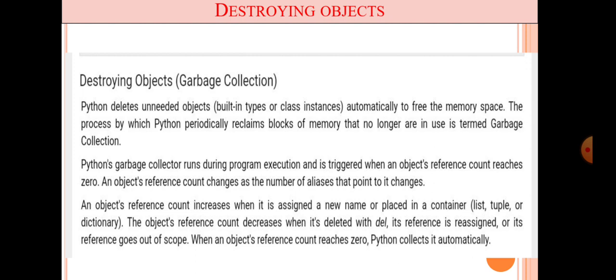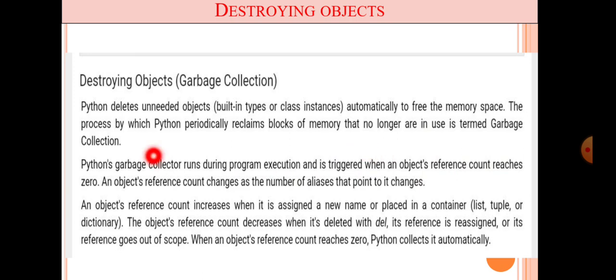ओके, नेक्स्ट, the Python garbage collector runs during program execution and is triggered when an object's reference count reaches 0. ओके, तो उसके लिए यहाँ पर भी एक कंडीशन है, गार्बेज कलेक्टर तभी पाइथन का रन टाइम एग्जीक्यूशन होगा जब आपके ऑब्जेक्ट का रेफरेंस काउंट रीचेस टू 0, जब भी उसकी वैल्यू 0 पे आएगी.